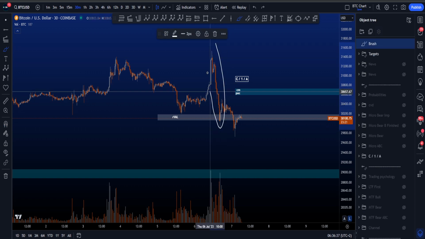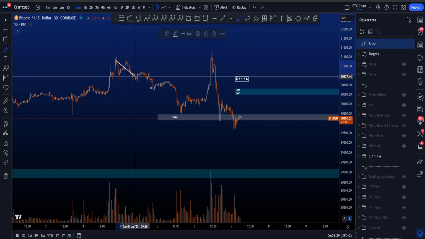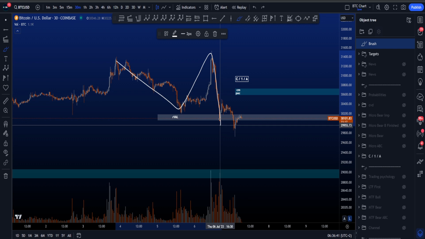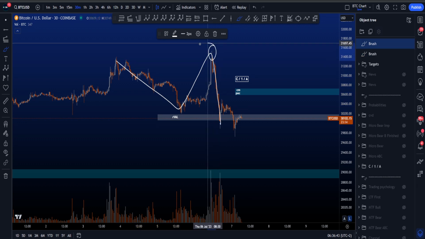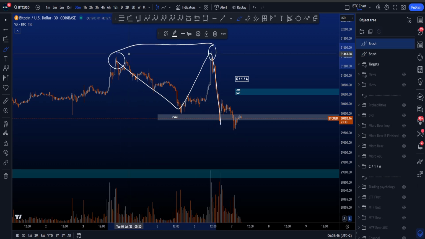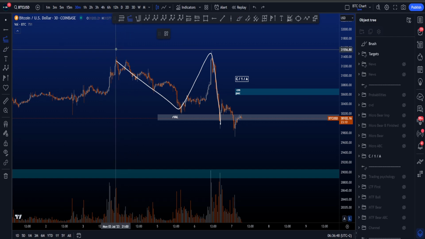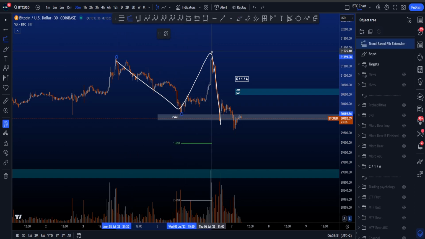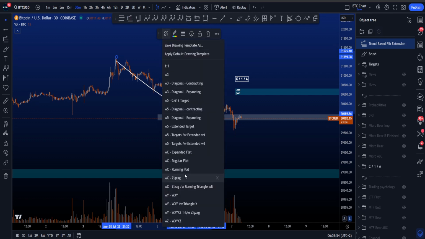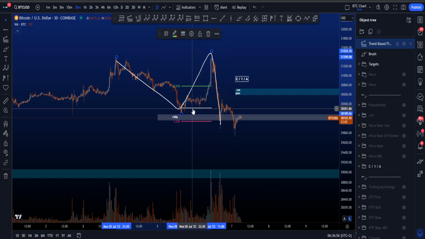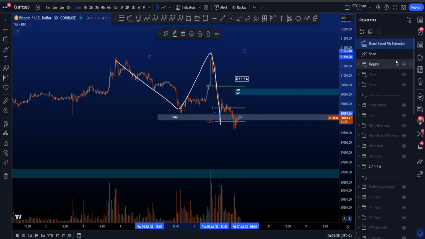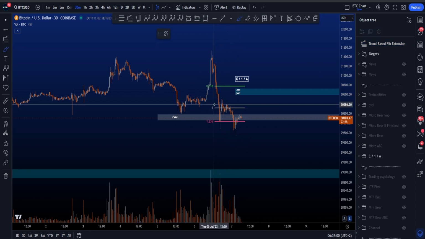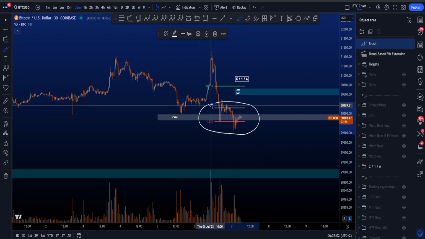If we look at this structure as a wave C, it has to be part of an expanding flat ABC, because this high over here took the high over there. So it has to be a regular flat in this case, taking a trend-based fib from the high to the low of A to the high of wave B. Putting the targets on a regular flat will give you the most common target area for a regular flat, which is between the 1 and the 1.236.